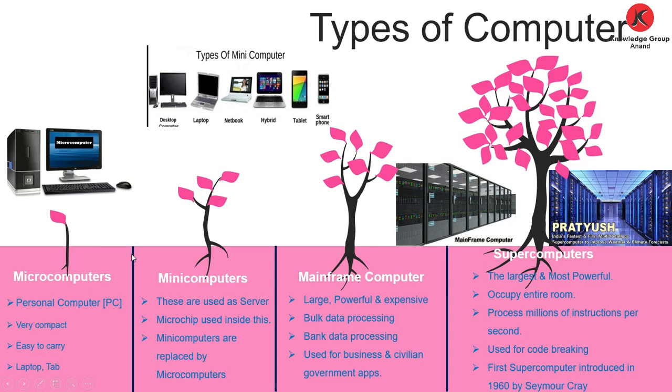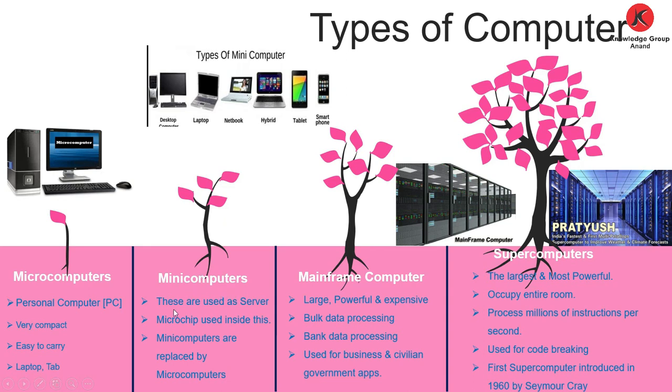Okay, now next is types of computer. There are mainly four types of computer by their size: microcomputers, minicomputers, mainframe computers, and supercomputers. Microcomputers are called personal computers, very small in size, very compact, easy to carry, for example laptop, tablet. This is called the microcomputer.